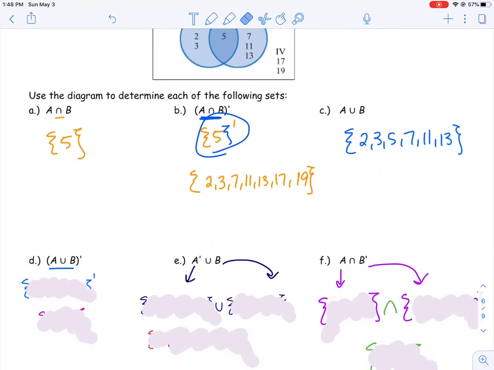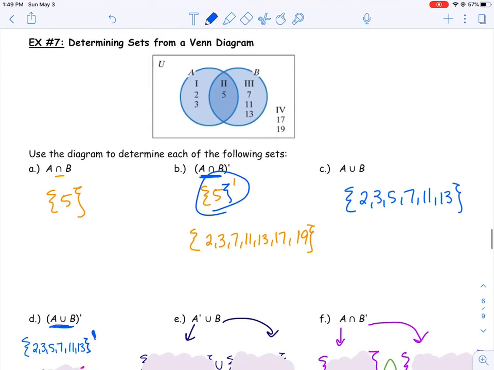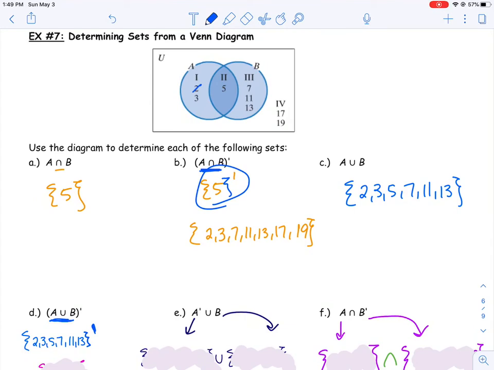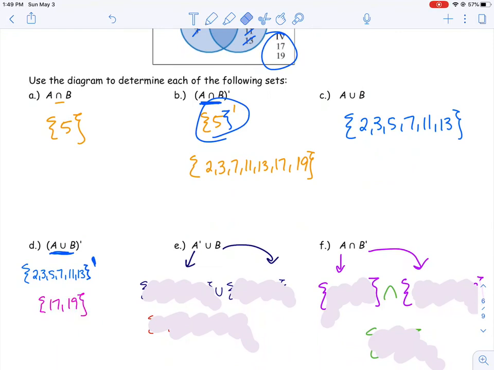It says here in part D, I see parentheses, so that's what I'm going to do first. I need to find the union of A or B. Remember, we did that in the last part. So that should be the numbers 2, 3, 5, 7, 11, and 13. And now I want to apply the complement piece. So what elements are in our picture that are not the numbers 2, 3, 5, 7, 11, and 13? Well, it looks like the only two elements that are left are the elements 17 and 19.